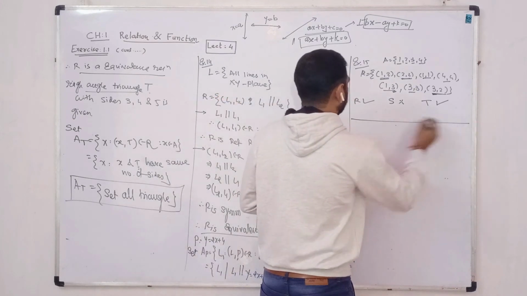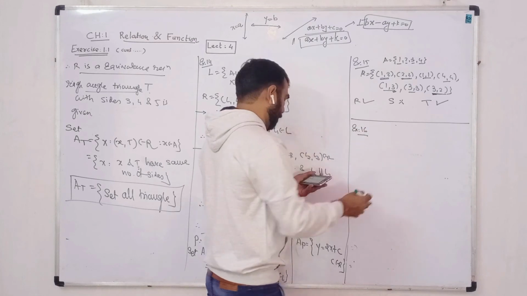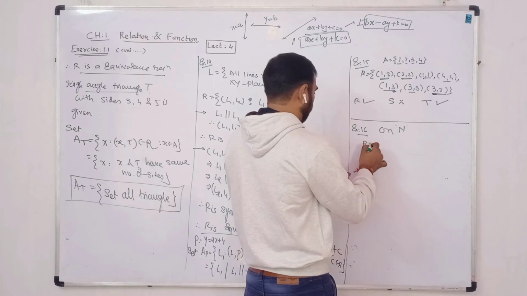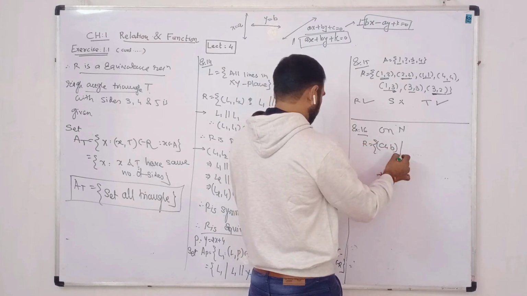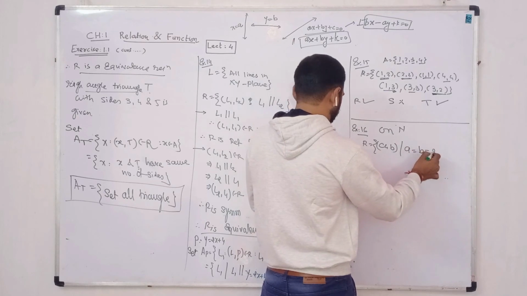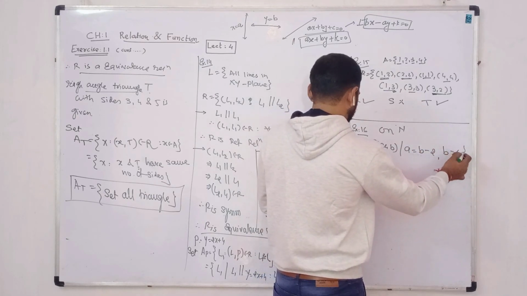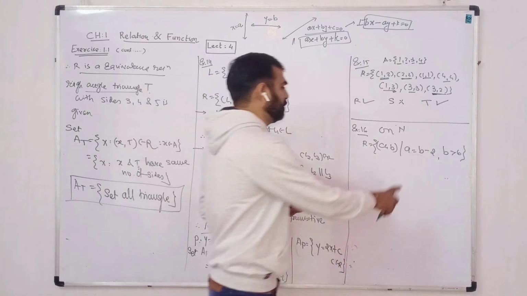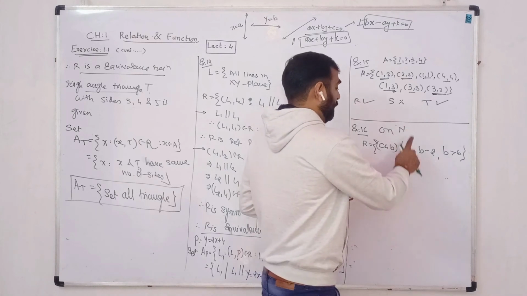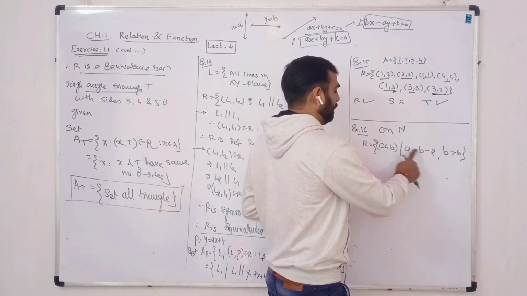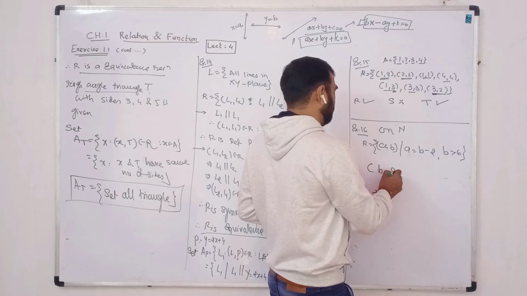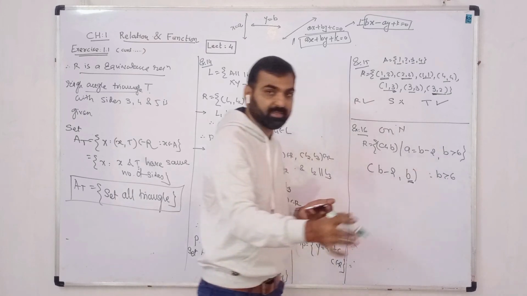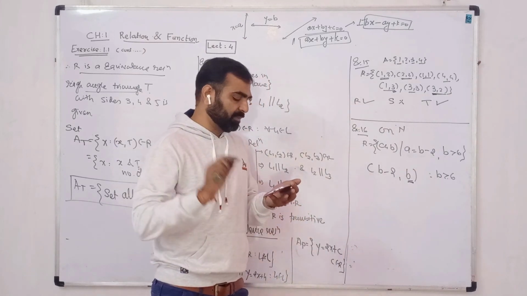Question number 16: in question number 16, the relation R on set N is given as (a, b) such that a is equal to b minus 2, where b is greater than 6. So b's value has to be greater than 6. The condition is a = b − 2, so the pair will be (b − 2, b), where b must be greater than 6. The last digit must be greater than 6.